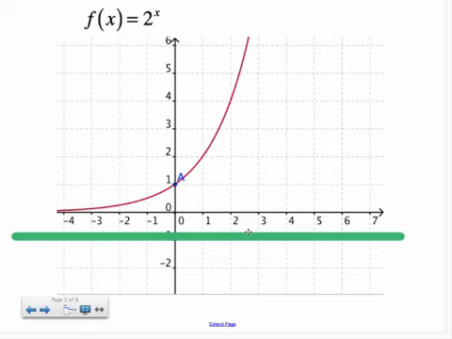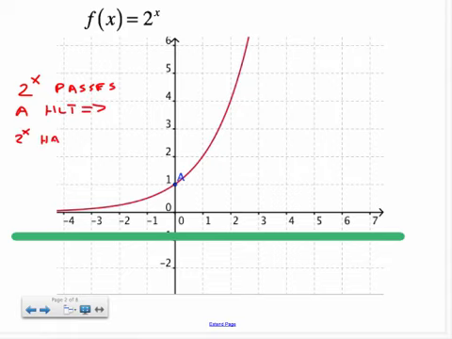If you remember back to chapter 2, if a function passes a horizontal line test, then it has an inverse function. 2 to the x, and any exponential function for that matter, has an inverse function. What we're going to look at today is who is this inverse function, how does it behave, and how can we study it further.